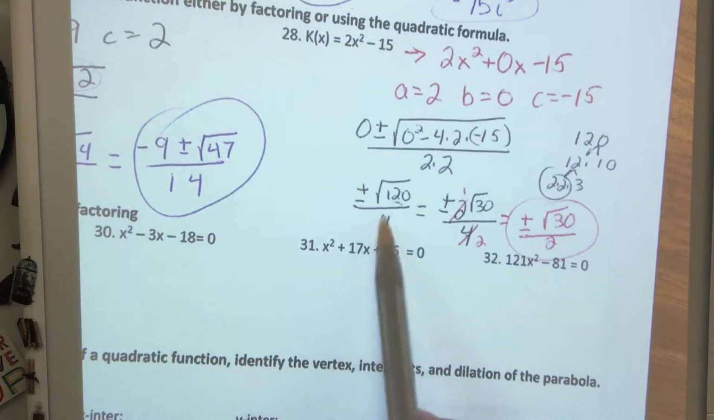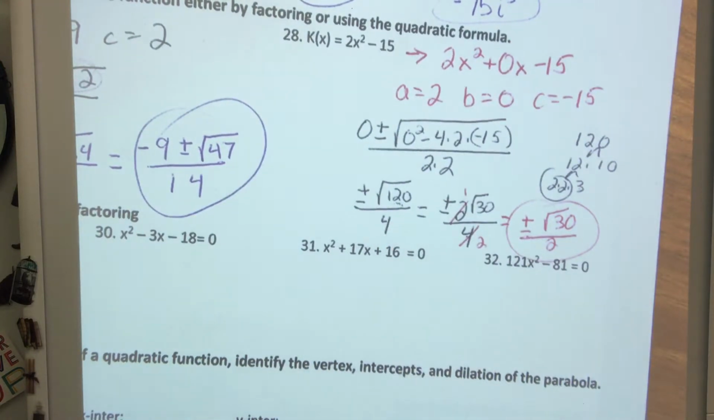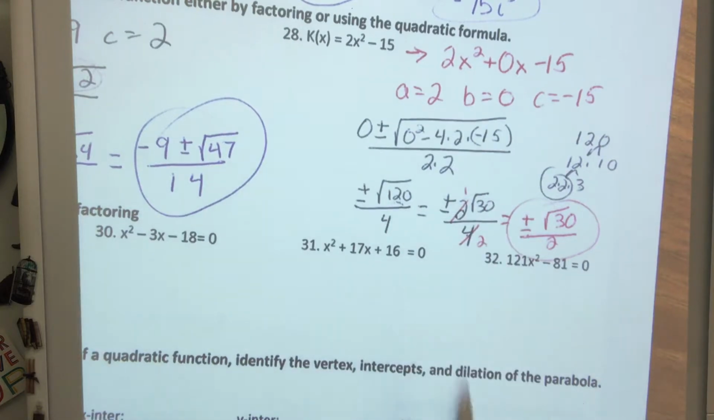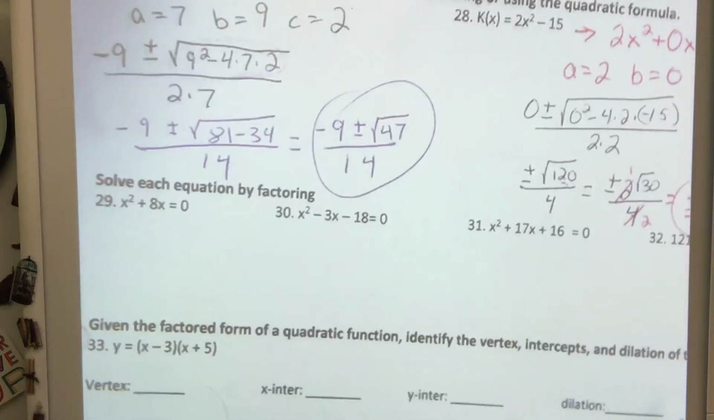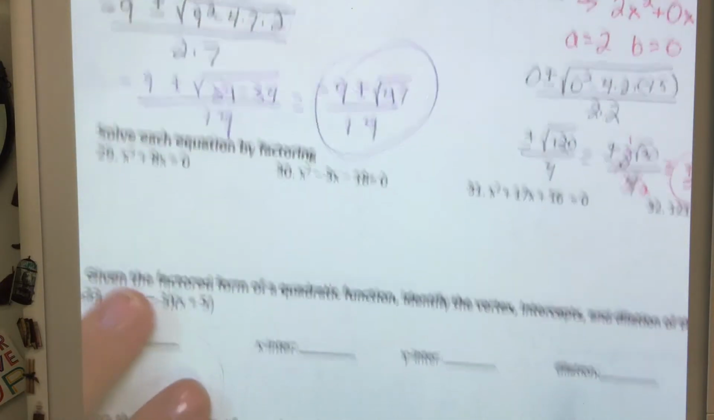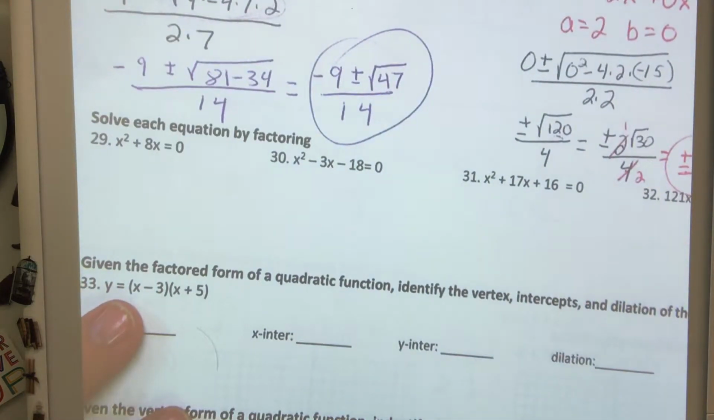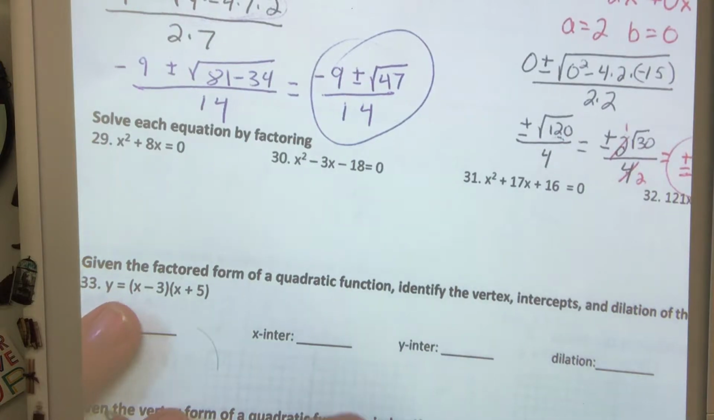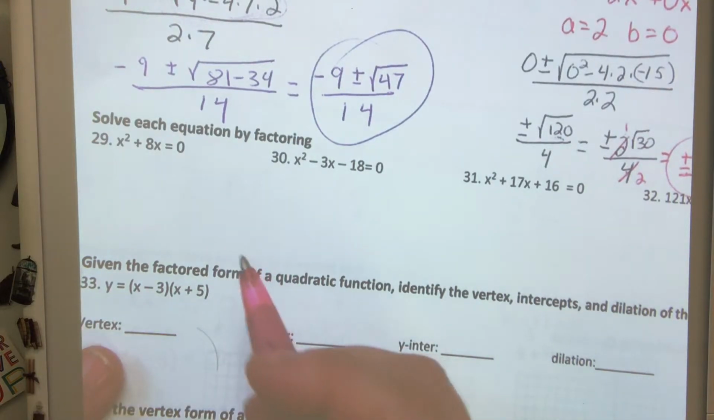But if you can get to here, you can get a lot of points, okay? Don't give up. Just do the best you can. For these next 4, I'm not going to spend a whole lot of time on them. I'm just going to write down the answers because you should know how to factor by now.